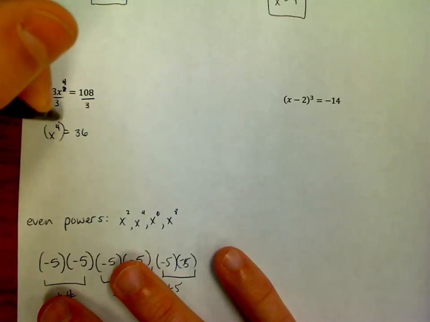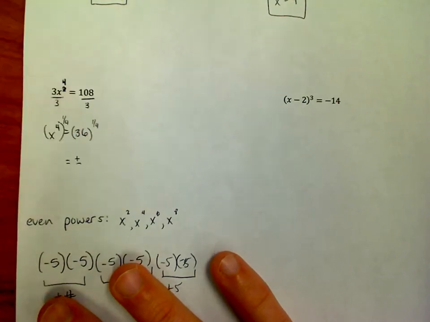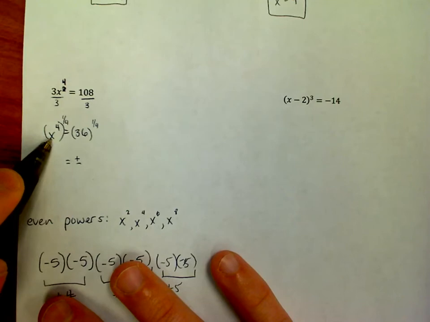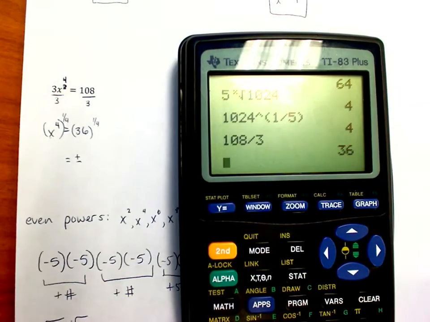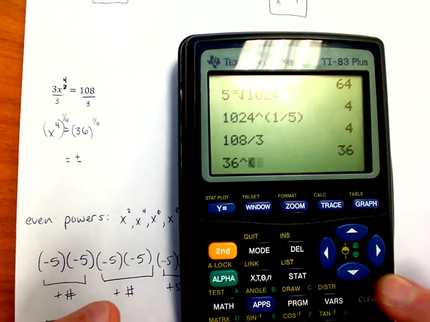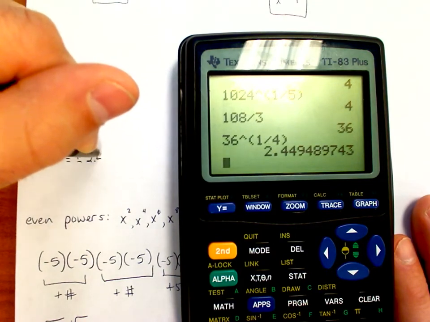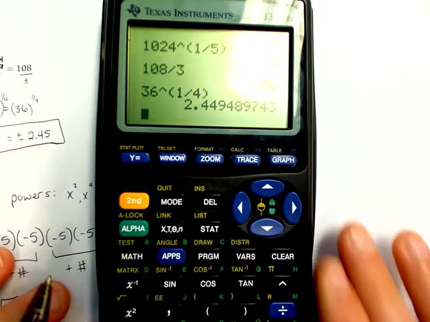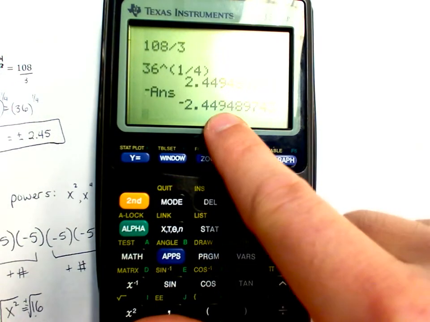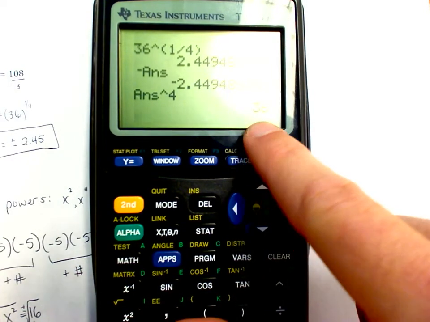So I'm going to raise both sides to the 1/4 power, and my answer is going to involve a plus or minus, because if they were all negatives, they would have eventually been a negative times a negative times a negative times a negative. That would have made a positive value out of it. So here we go. 36 raised to the quantity 1/4 power, and the answer is 2.45. But it could also be negative 2.45, because watch what happens. See this? That value, if I raise it to the 4th power, gives me a positive number.